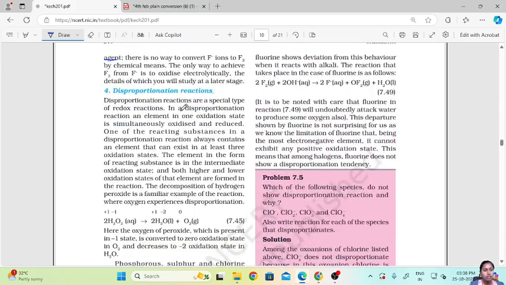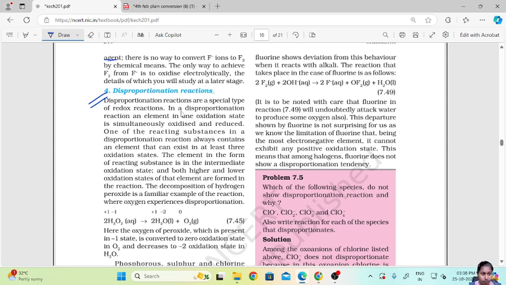Next is the last reaction, that is the disproportionation reaction. Now disproportionation reactions are a special type of redox reaction. In a disproportionation reaction, an element in one oxidation state is simultaneously oxidized and reduced. So in disproportionation, what happens? An element in one oxidation state is simultaneously oxidized and reduced.